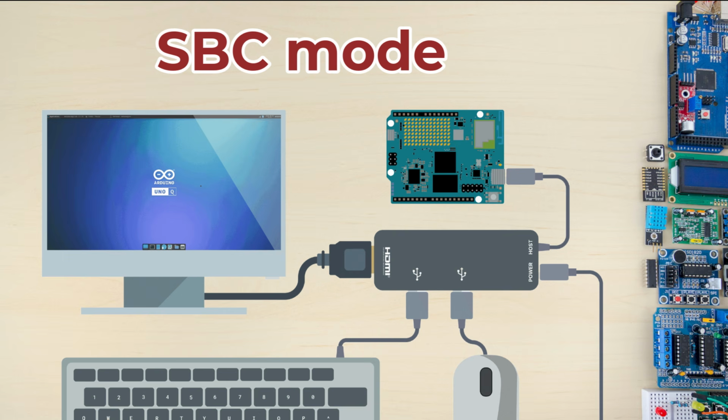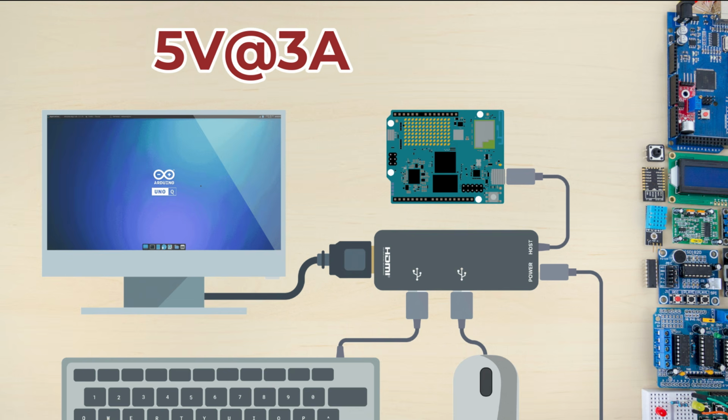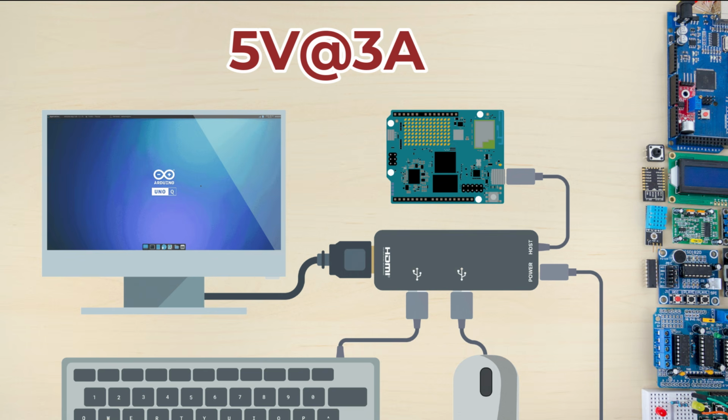Finally, you just need to power up the dongle with an AC to DC wall adapter. You want to get a wall adapter that's 5 volts and can supply at least 3 amps. Once you connect power, your Arduino Q board is going to automatically boot up. And that's it. You are now in single board computer mode.